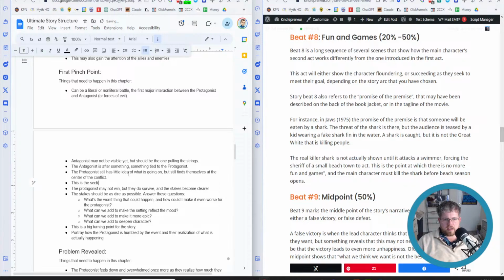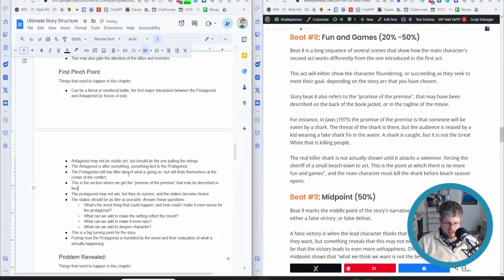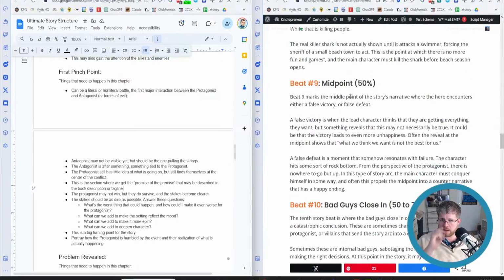This is the section where we get the promise of the premise that may be described in the book description or tagline. Yeah, that makes sense. All right, and then we get to the midpoint.